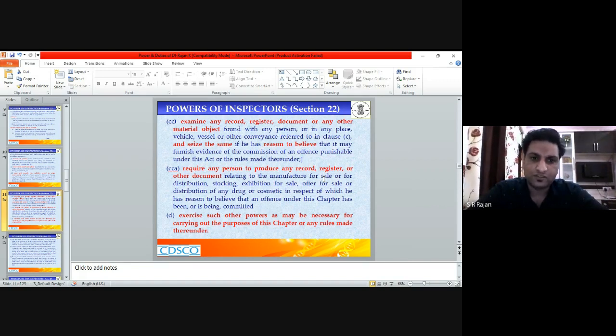It opens up for the inspector to exercise such other powers as may be necessary for carrying out the purpose of this chapter or any rules made under it. Means he can exercise his powers if he thinks fit or if he has reason to believe that any contravention of this act or rule has been made by any person. And now, in a recent judgment by the Supreme Court of India, the drug inspector has been given the power to arrest any person.